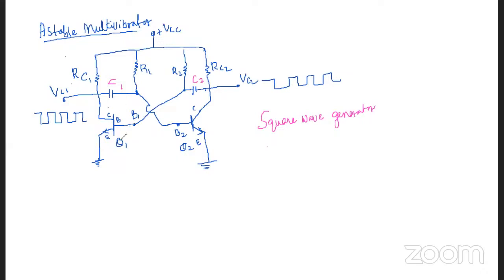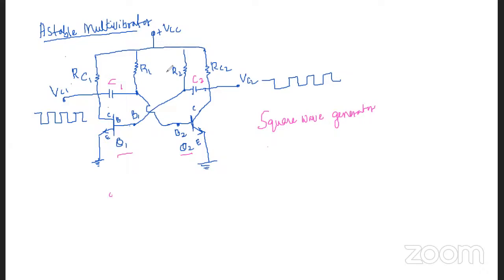Now, the circuit of an astable multivibrator has two symmetrical transistors. One is Q1, another one is Q2. Okay, so these two are symmetrical transistors which we have. So the transistors Q1 and Q2 are forward biased by the power supply VCC through resistors R1 and R2.